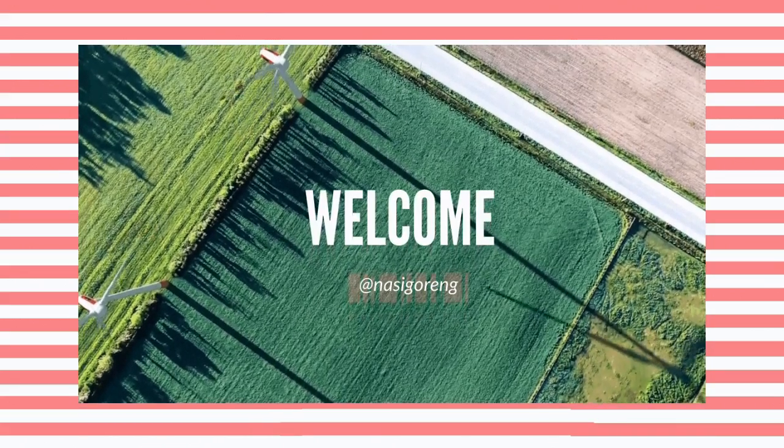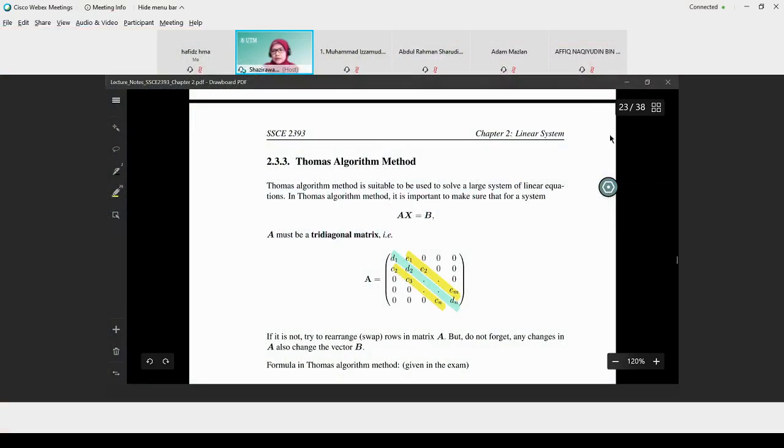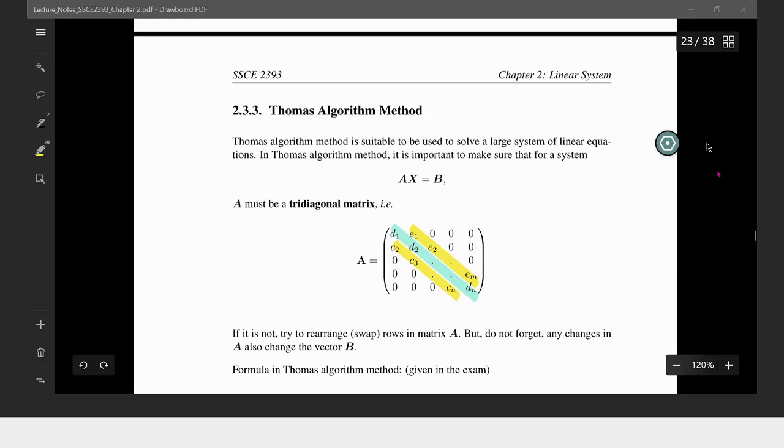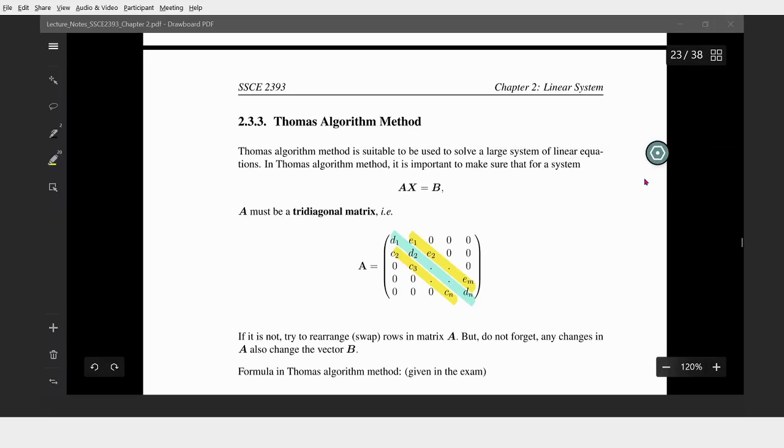The diagonal of U must be 1. Other than that, it follows the normal procedure of LU. Step number 1, you need to have A equals LU. Step number 2, LY equals B. And step number 3, UX equals Y. Please remember those three things. You need to record.